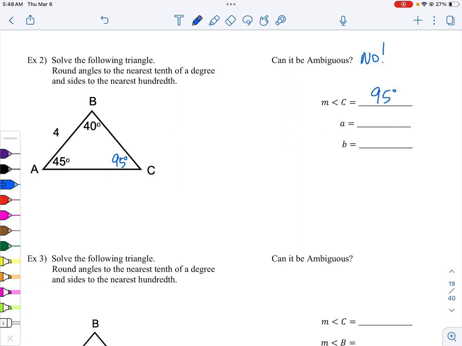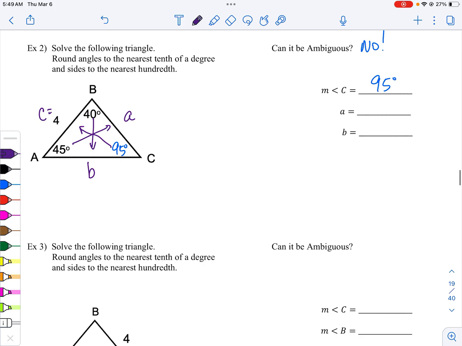All right, so now we've got to label our sides. Opposite angle B, remember, is side b. Opposite angle A is little a. And straight across from angle C, that 4 is side c. So I'm going to set up the law of sines. Sine of angle A, which is 45, over little a. Then sine of angle B, which is 40 degrees, over little b. And then sine of angle C, which is 95 degrees, over little c, which is 4.